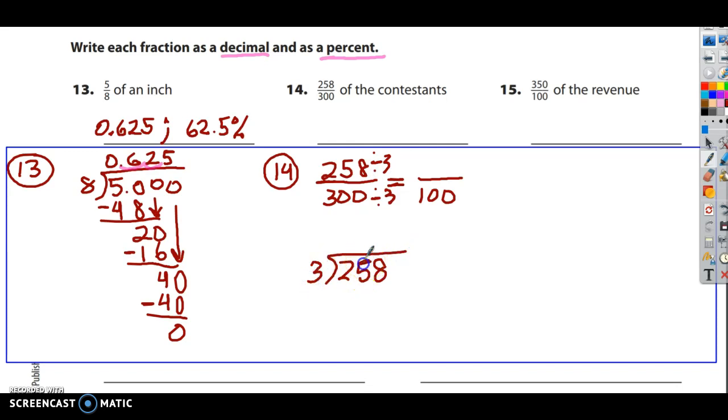3 goes into 25 8 times, because 8 times 3 is 24. 25 minus 24 is 1. Bring down this 8. 3 goes into 18 6 times. 6 times 3 is 18. What's my answer? It's going to be 86 out of 100. Now that doesn't really answer our question because we're supposed to write that as a decimal and as a percent, but it gives us the information we need. 86 over 100 is 0.86, 86 in the hundredths, and 86%.